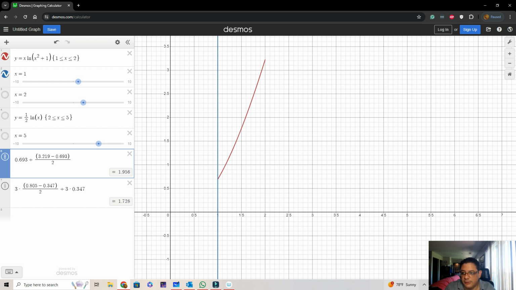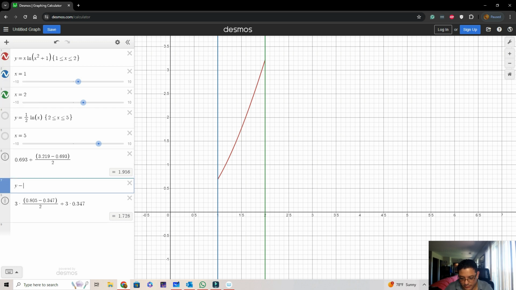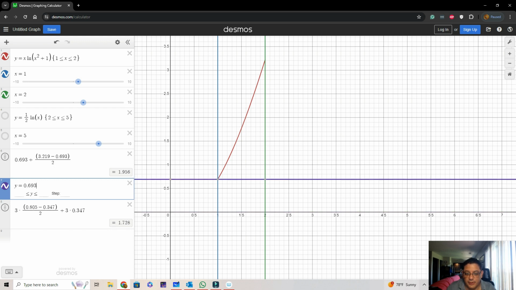And so when you enclose this between 1 and 2, you can see that this looks like a triangle plus a square. Let me just put an extra line at y equals 0.693. So when you create this line, you see that you have a square here on the bottom and a triangle here. So this is 0.693 and the base is 1. So this is base 1 by 0.693. This is going to provide me with this area.